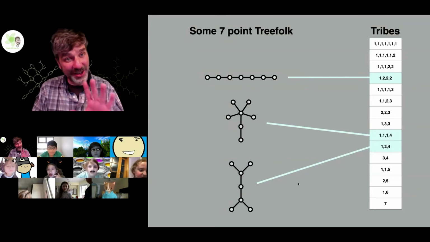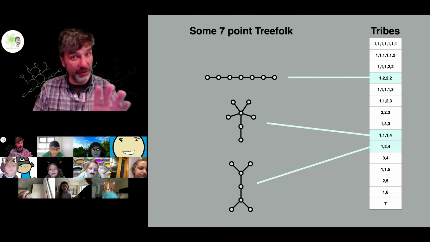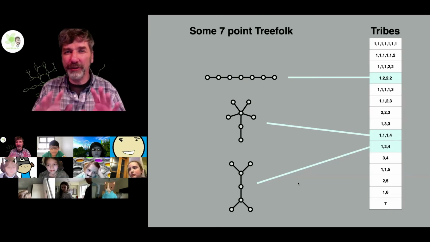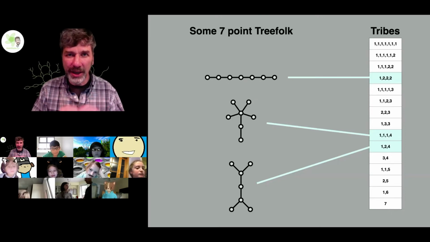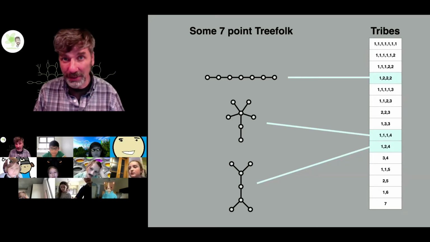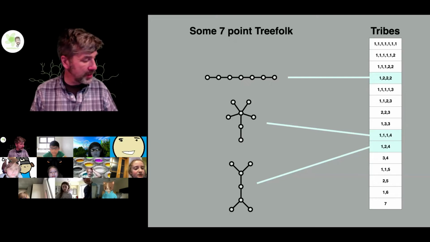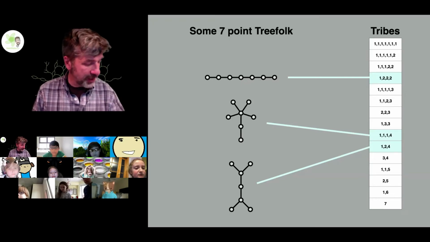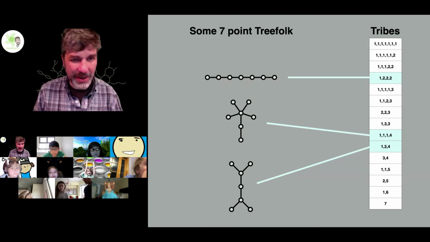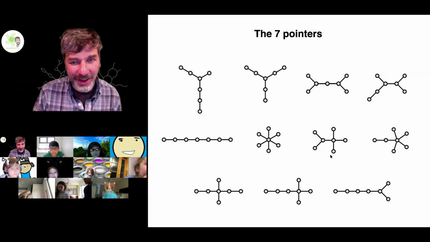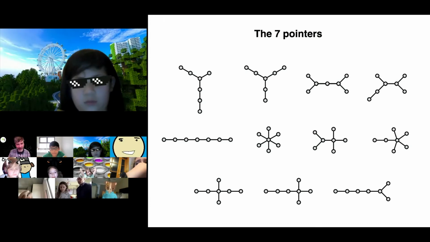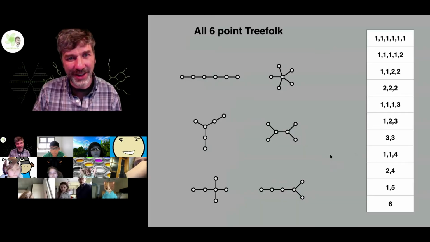Good. So this is all of the 7-point Treefolk people that we've talked about so far. There might be other 7-point Treefolk people, but before we get to them, I would like you guys to talk about some 6-point Treefolk people. Okay, so perhaps you have some ideas about some of these 6-point Treefolk people, and that's what we're going to look at now. So those are the 7 pointers. There's too many of them to do right now. We'll do them later.